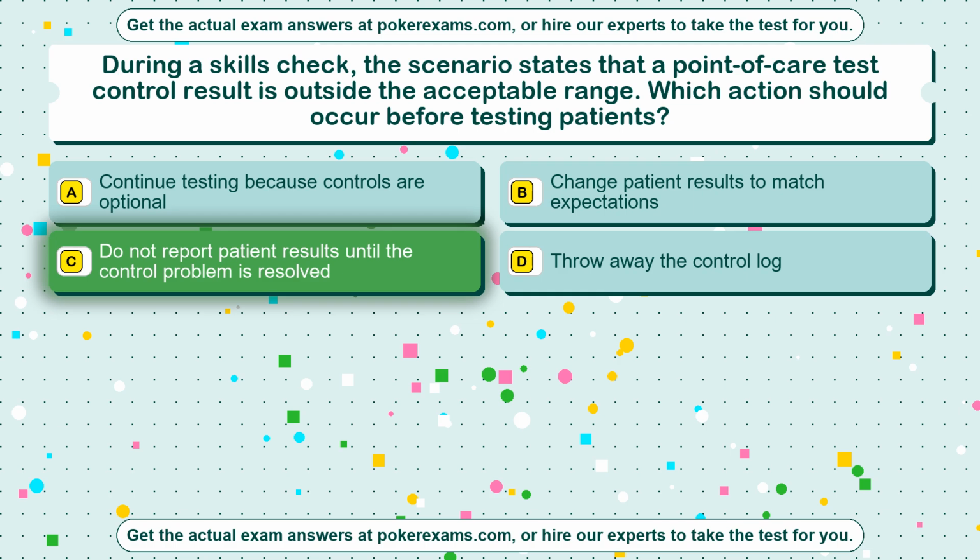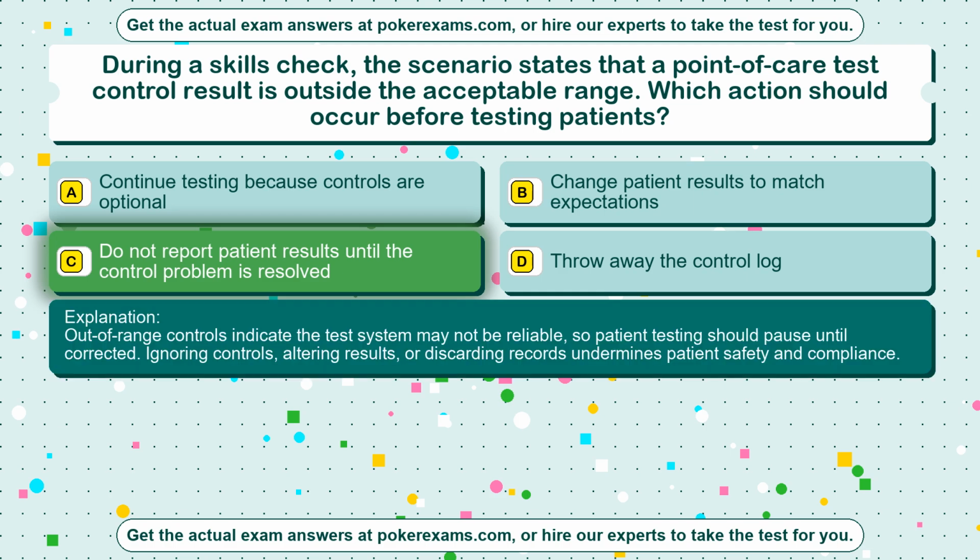Do not report patient results until the control problem is resolved. Out-of-range controls indicate the test system may not be reliable, so patient testing should pause until corrected. Ignoring controls, altering results, or discarding records undermines patient safety and compliance.